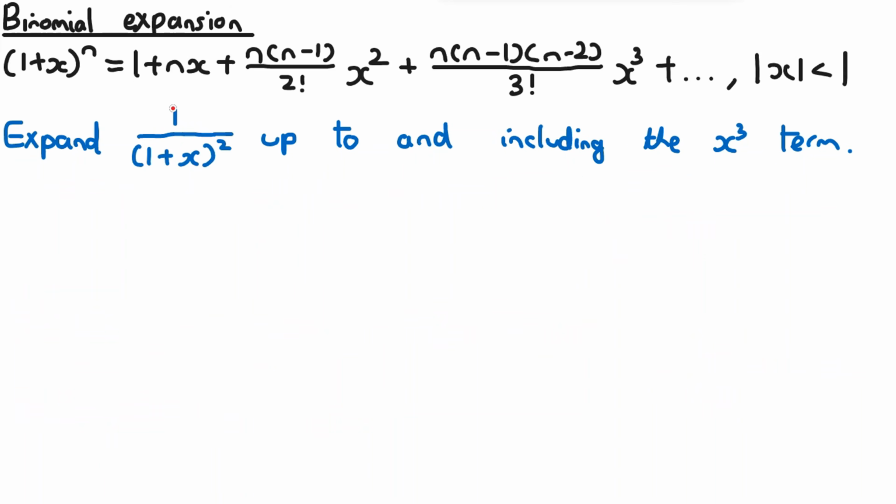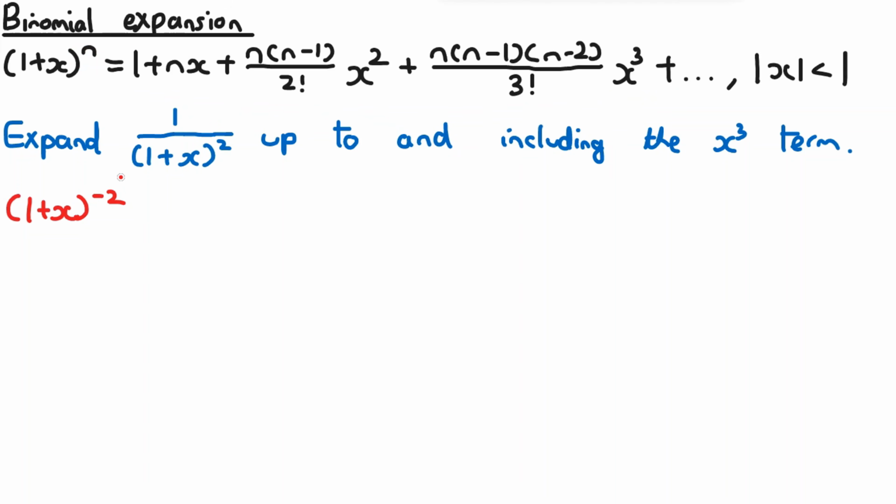So here's another example. This time we need to expand 1 over 1 plus x to the power of 2. So again, the first step is realizing that this is in this form here, because we can write this, remember the indices laws, as 1 plus x to the power of minus 2 like this, because when it's 1 over something you can write it as the power of minus 2, and as it's a negative number we need to sub it in as n into this formula here.